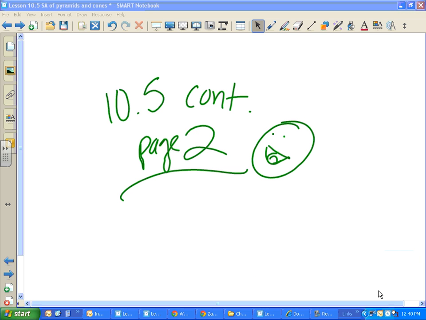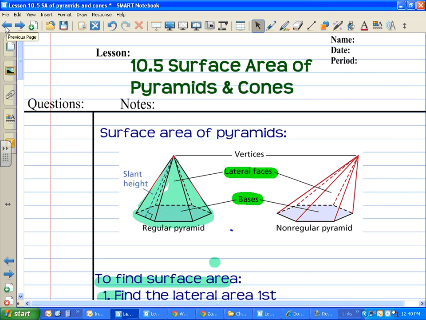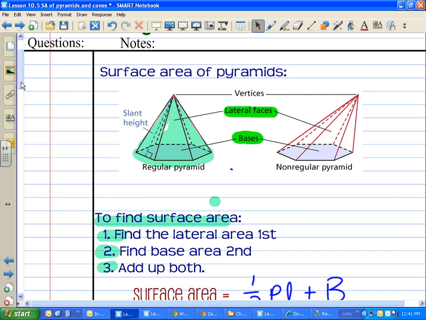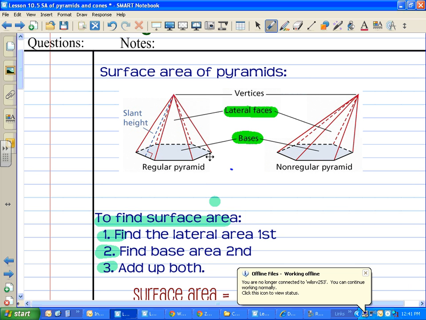Okay, so we're going to go ahead and get started with this. Let's go back to the page where we're at. If this thing works, there we go. So remember, we reviewed surface area. Surface area is the outside stuff, right? Like imagine wrapping paper, like you're wrapping something around, and that's what you end up with. We talked about surface area of pyramids first, okay?